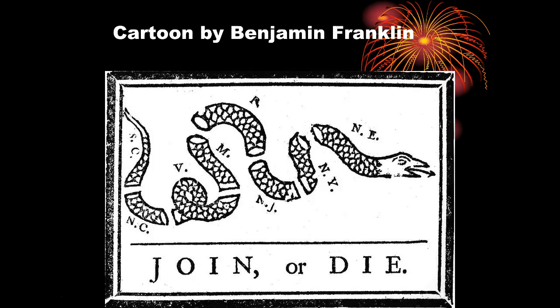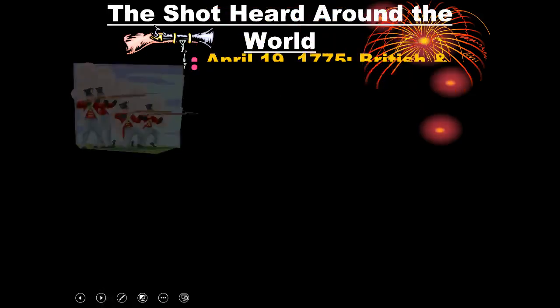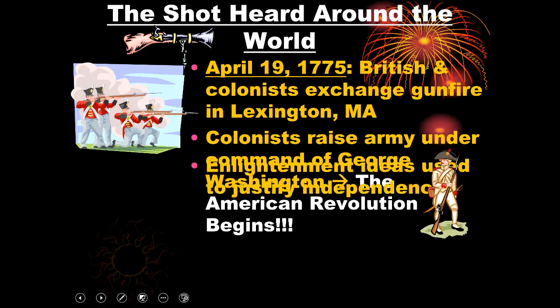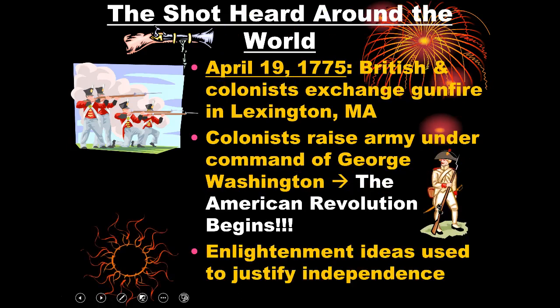This is a famous document created by Benjamin Franklin. It was put in newspapers. It was actually put in the newspapers for the French and Indian War, but it was used again during the American Revolution. So anyway, 1775, between Lexington and Concord, the colonists first exchanged gunfire with the British.